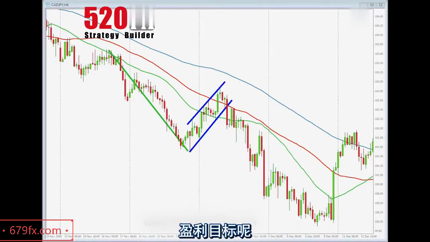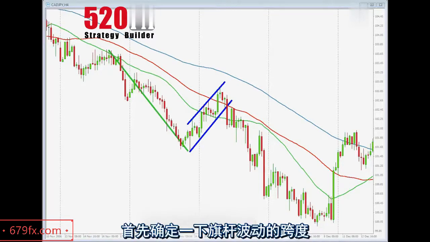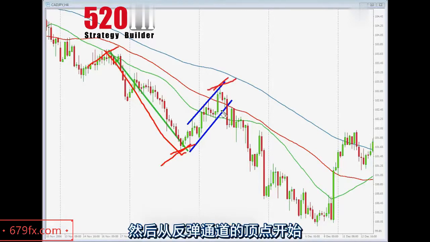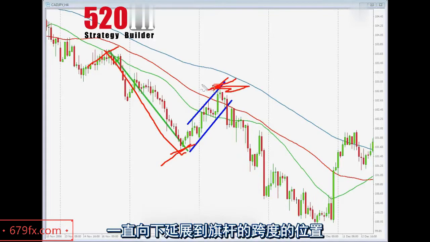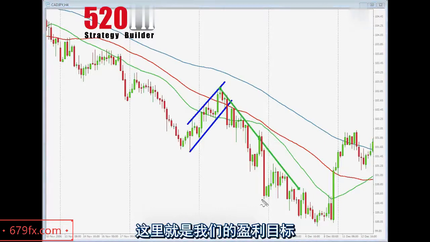What about targets? Well, the targets are measured as per the pole of the flag formation. Basically we measure the previous swing total distance, and we add it to the tip of the retracement, right where the new swing began, and it takes us all the way down here. Actually, let me draw that. Let me get the pole of this flag and project it onto the new swing, and there you have it. This level would be our target right there.